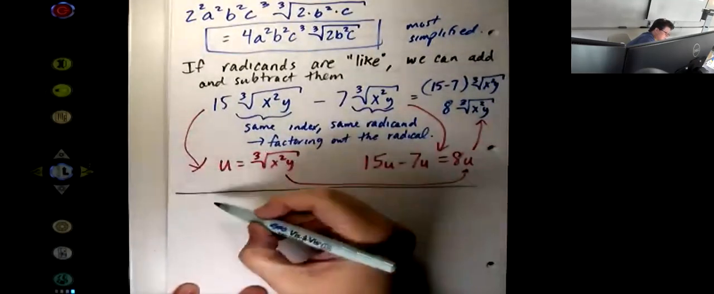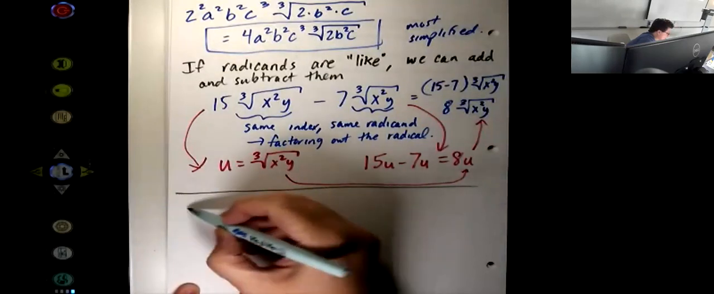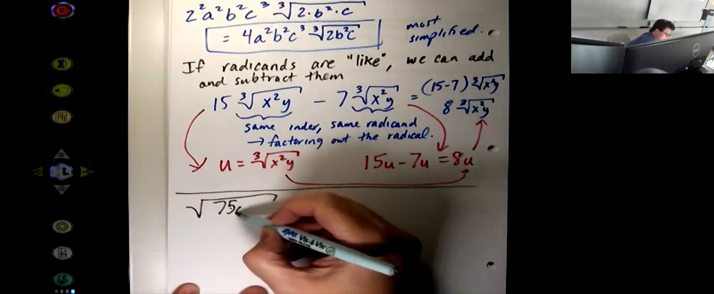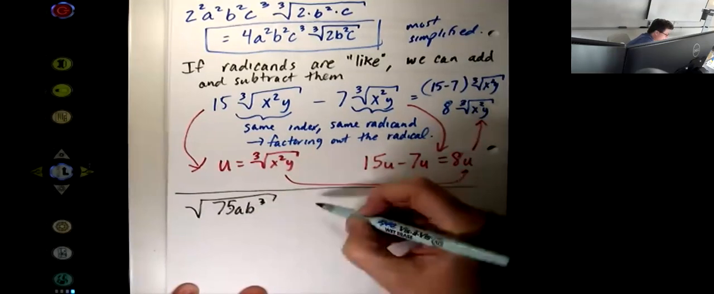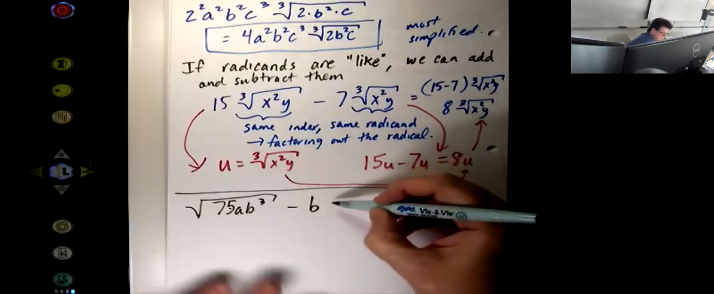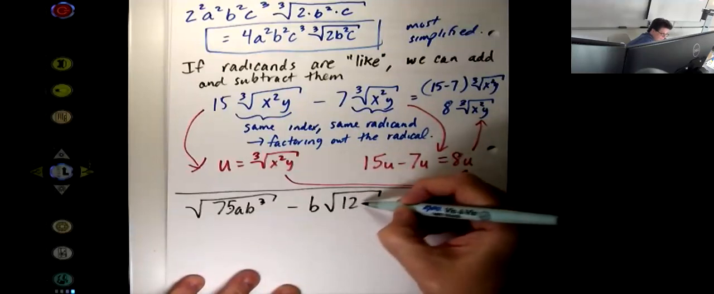Alright, so next example, we're going to have the square root of 75ab cubed minus b times the square root of 12ab, in the radical, like that.